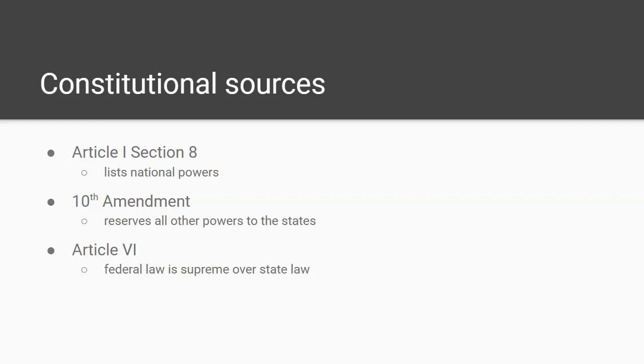Take out your pocket Constitution you were given in class, find the relevant section, and mark or annotate or highlight it in some way. The more you look back at the original document, the better you'll understand how all the pieces fit together. Article 1, Section 8 lists the powers of the national government. The 10th Amendment states that all other powers, those not listed, belong to the states. And Article 6 states that if federal law and state law should conflict, federal law is supreme. We'll talk about each of these in more detail now.